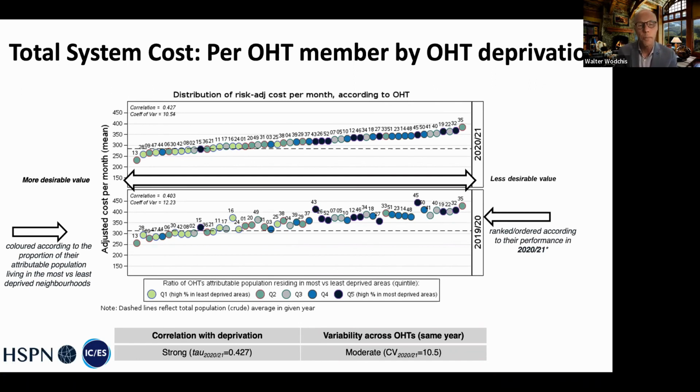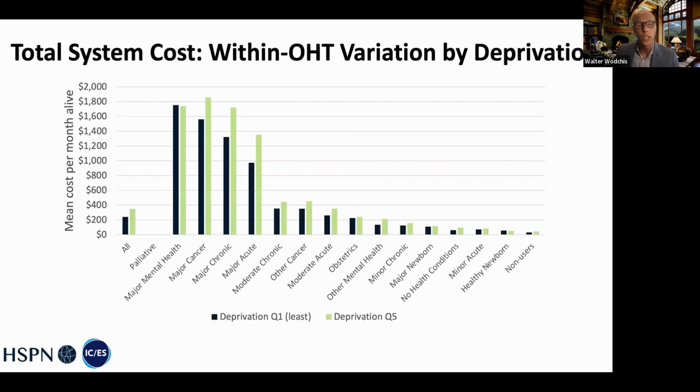The colors here map to the proportion of the population living in the most versus the least deprived areas, according to the quintile across OHTs. So the OHTs with the most individuals in high areas of deprivation are the darkest blue, and the ones with the most in the least deprived areas are in the light. So having a look at some of these, this is across OHTs. You also have data within OHTs, so you can actually look for each of the populations, what you're spending on individuals with each of these grouping conditions according to where people live.